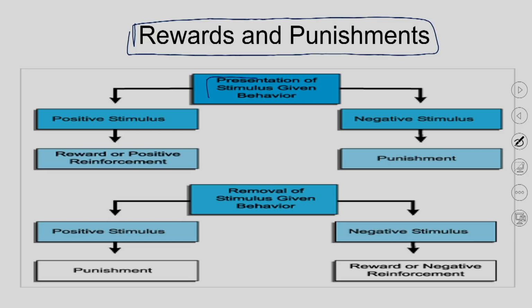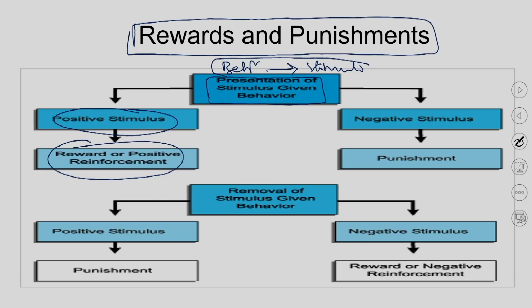So, presentation of a stimulus given the behavior. Now, if a positive stimulus is presented after a behavior, that is what we are explaining here. If a behavior has happened and, because of the behavior, a positive stimulus follows, this is called reward or positive reinforcement.